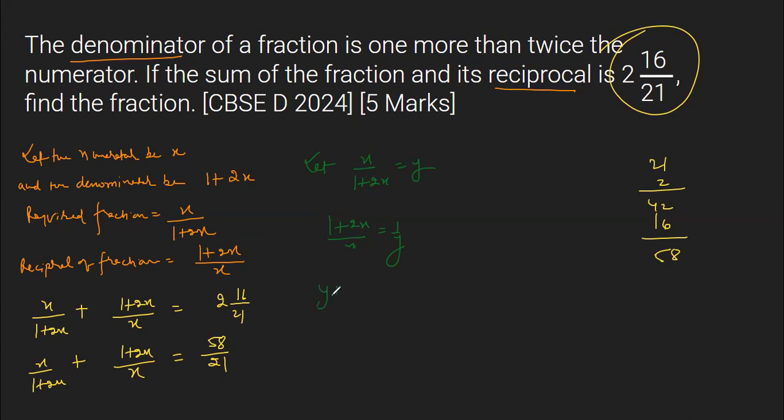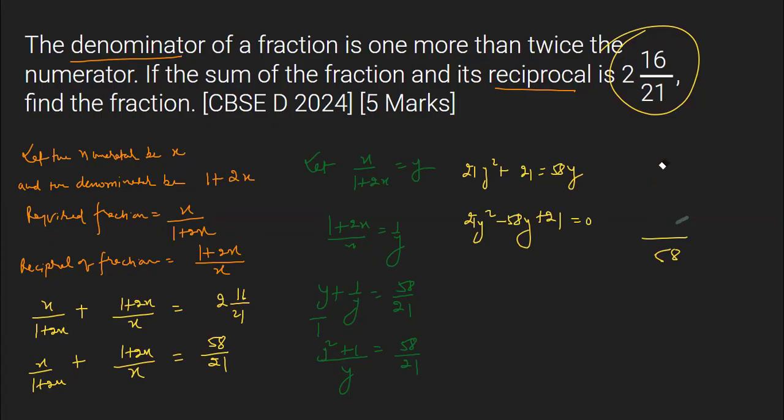I'm going to substitute these things here. So it will start looking like y plus 1 upon y is equal to 58 by 21. See how simple the quadratic equation now becomes. So don't worry, we will use that. Do the cross multiplication, take the LCM, you know that. So this is y square plus 1 upon y equals 58 by 21. Now if we do the cross multiplication, it will become 21y square plus 21 equals 58y. So 21y square minus 58y plus 21 equals 0. So this is the quadratic equation required, right?